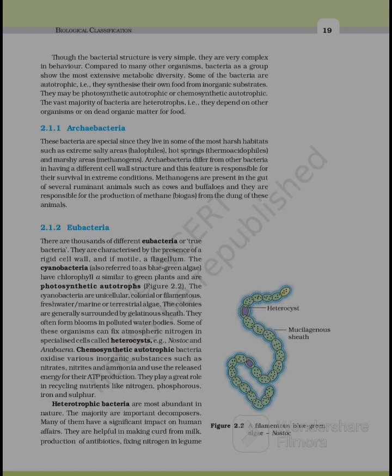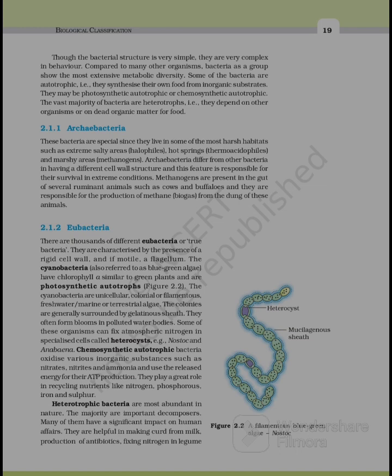They often form blooms in polluted water bodies. Some of these organisms can fix atmospheric nitrogen in specialized cells called heterocysts, for example Nostoc and Anabaena. Chemosynthetic autotrophic bacteria oxidize various inorganic substances such as nitrates, nitrites, and ammonia and use the released energy for their ATP production. They play a great role in recycling nutrients like nitrogen, phosphorus, iron, and sulfur.